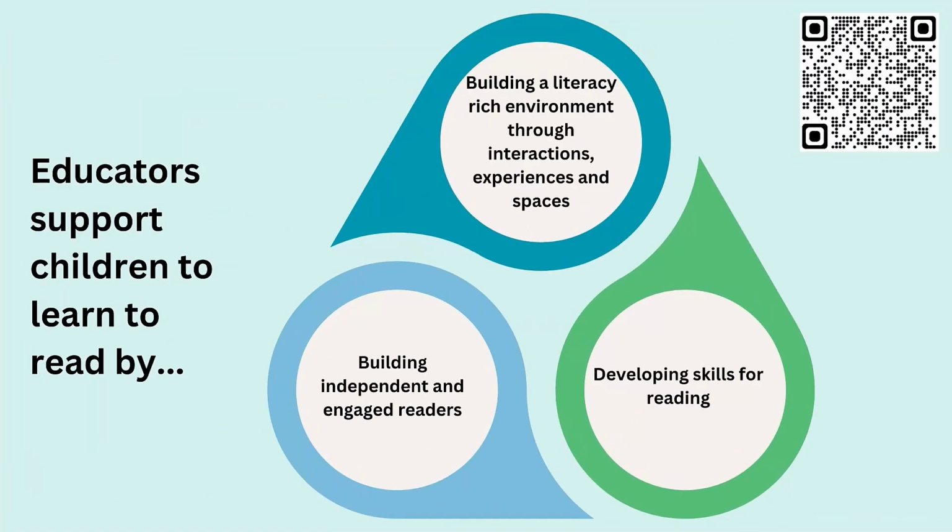Education Scotland's guidelines for early reading are organised across three main areas. These are building a literacy-rich environment through interactions, experiences and spaces, developing skills for reading, and building independent and engaged readers. For each of the areas pictured, a suite of videos has been developed to support professional learning.